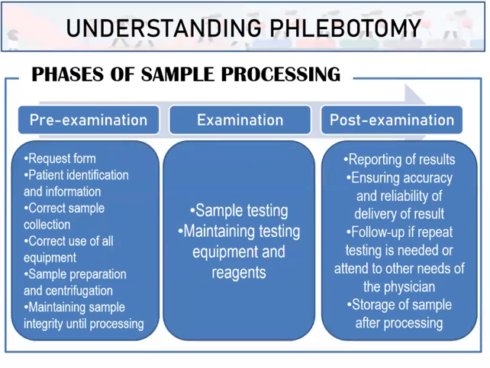Okay, for the last slide, we have the different phases of sample processing. Among these three, class, the most important is the pre-examination, because the actual examination and the post-examination will be affected if your pre-examination is not correct. During the pre-examination are the following. First, the request form. Now it is no longer a problem because everything is already computerized. Before, it was handwritten and very prone to error.